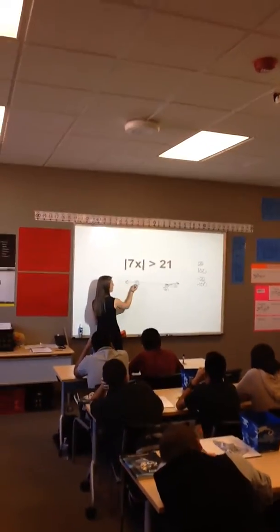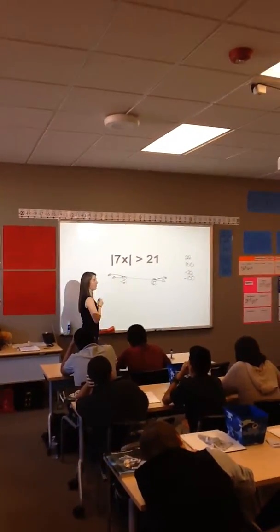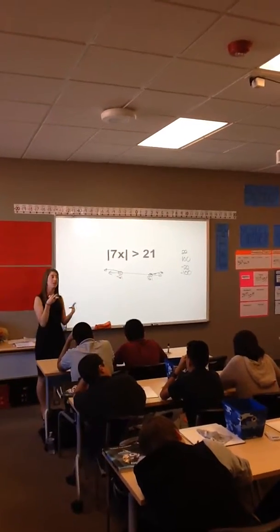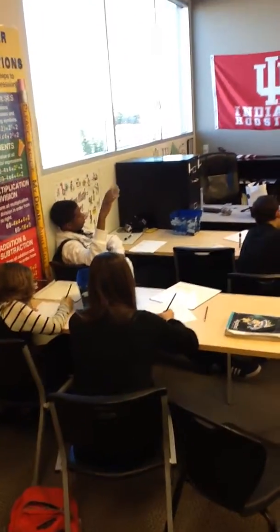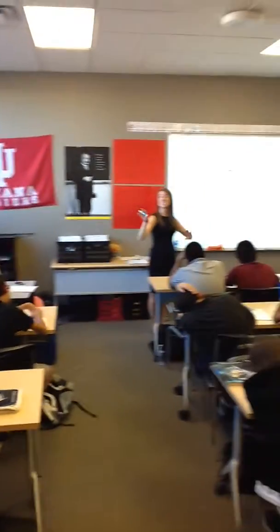Open circle on negative 21, can't be that. On the left. So this is in four problems. This is an "or" problem question. I thought you had to divide by 7. We're going to get there in one second.